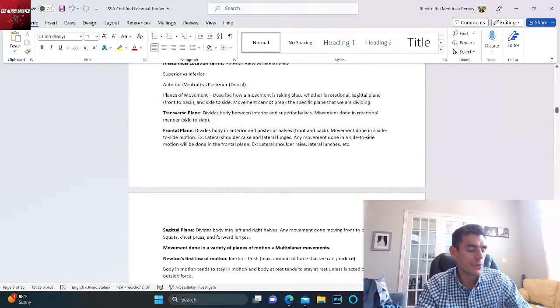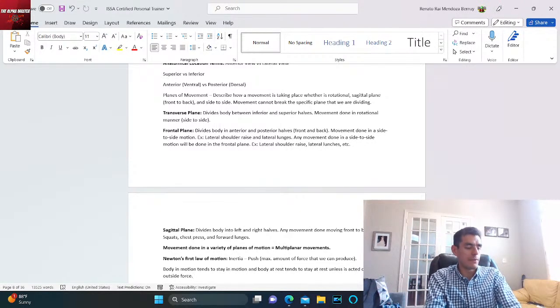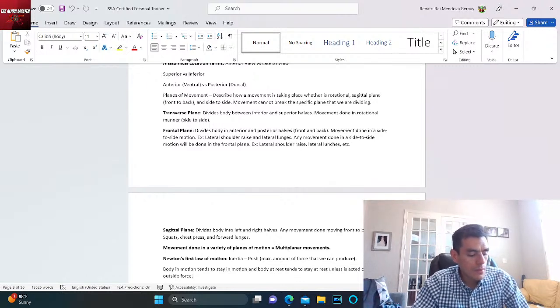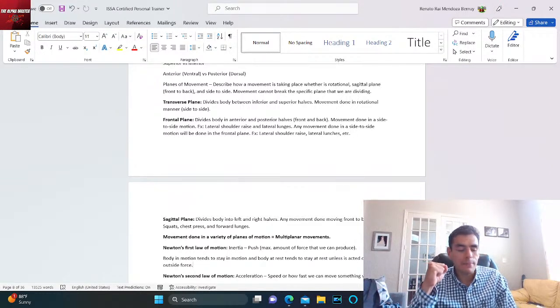So the first law of motion is inertia, the maximum amount of force that we can produce. Think about how it applies when developing strength. A body in motion tends to stay in motion and a body at rest tends to stay at rest unless it is acted on by an outside force. So the maximum amount of force that we can produce to change the direction of a given body is the law of inertia.